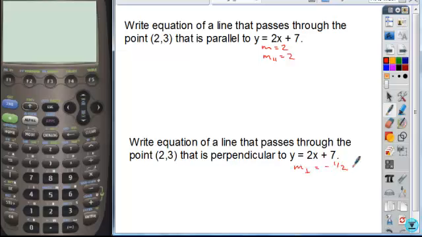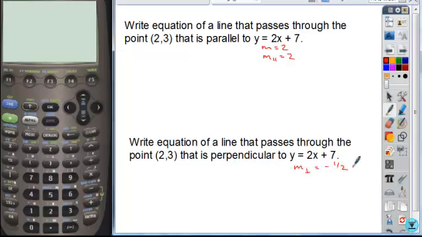Now when you go through these, you can either do it by hand. If you do it by hand, y equals mx plus b is what most students would prefer. So plug in your y of 3, your m of 2, your x of 2, plus b. Solve for b, subtract 4 from both sides, and you get your equation y is equal to 2x minus 1.